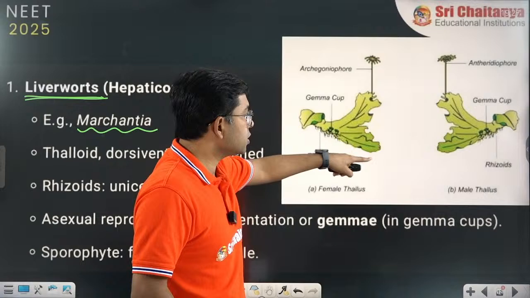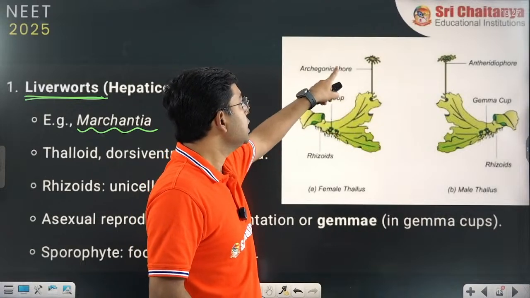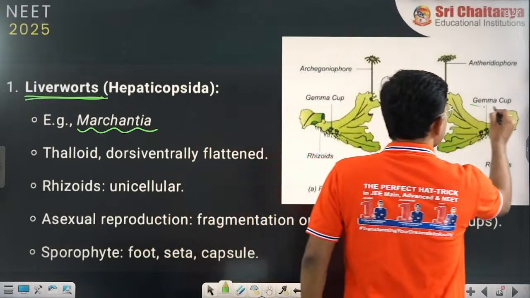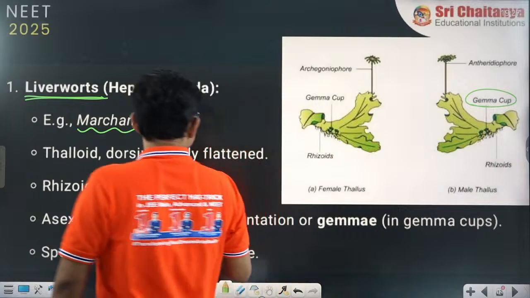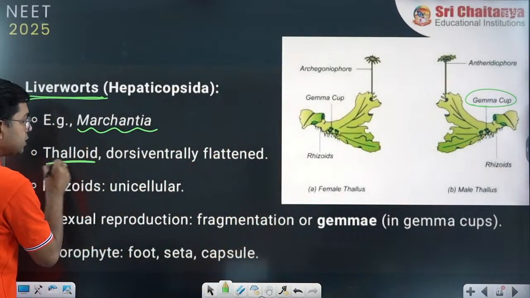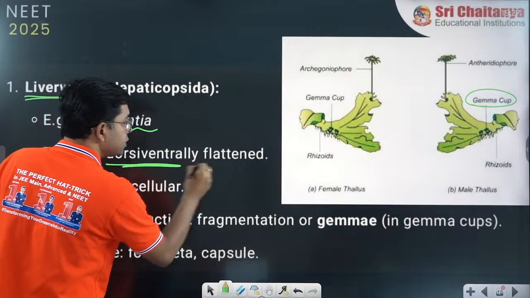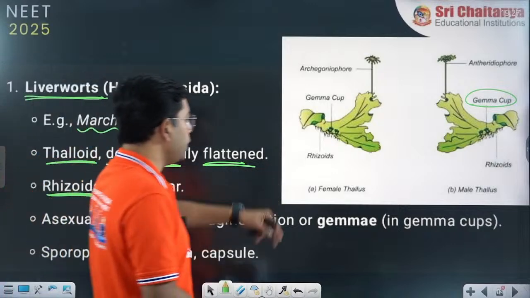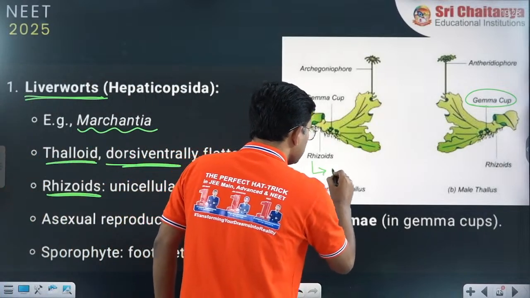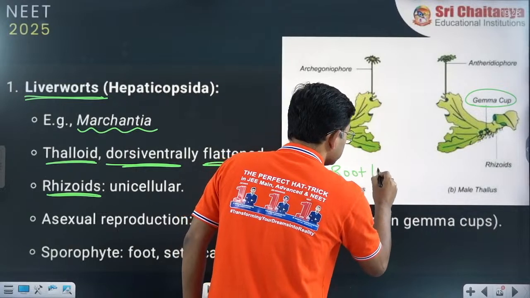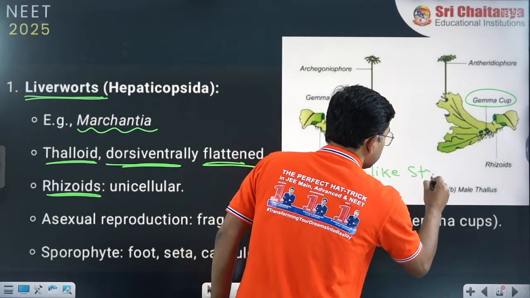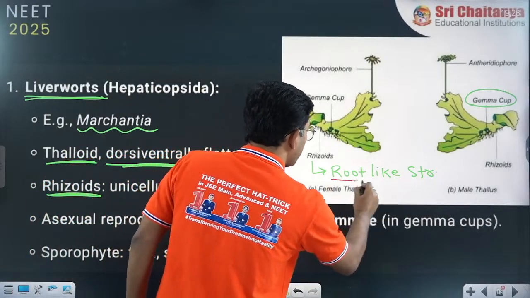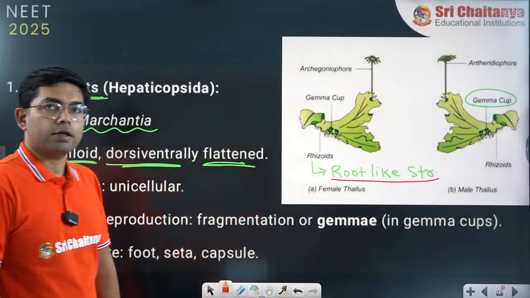This is a leafy structure. This is archegonia. This is antheridia. Inside is the gemma cup, right? So the body of liverwort is thalloid. It is dorsiventral, flat. It has a root-like structure called rhizoid. Remember, this rhizoid is a root-like structure. If a question is asked, what is rhizoid, you will say rhizoid is a root-like structure.